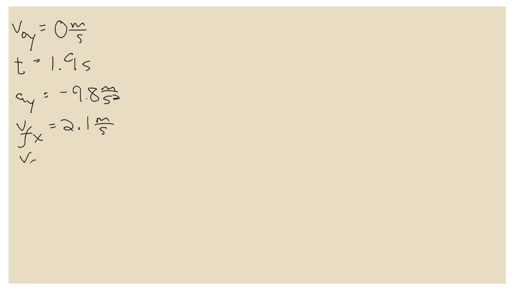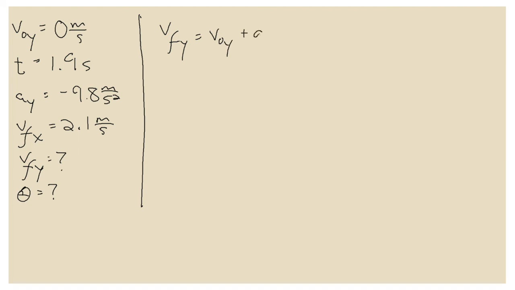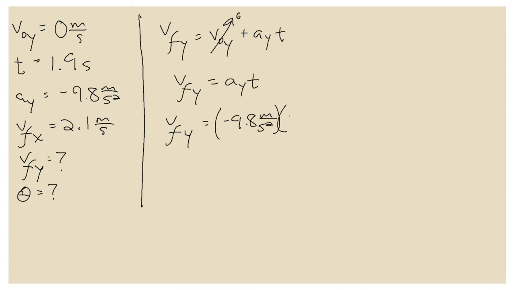According to that equation, to find the angle, we have to find VFY. And once we have VFY, we'll be able to find the angle theta. So first we have to find VFY. Finding VFY here is pretty simple, because if we know the initial velocity, the acceleration, and the time, we can just use the final velocity equation. VFY equals V naught y plus AT. The initial velocity is 0, so we can just get rid of that. And then now we just have to plug in the acceleration, negative 9.8 meters per second squared, times the time, which is 1.9 seconds.